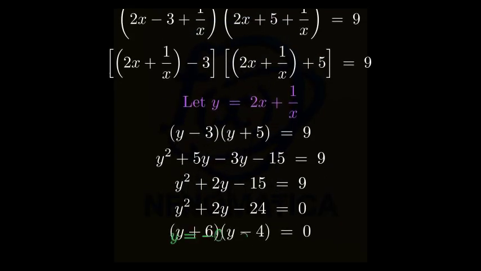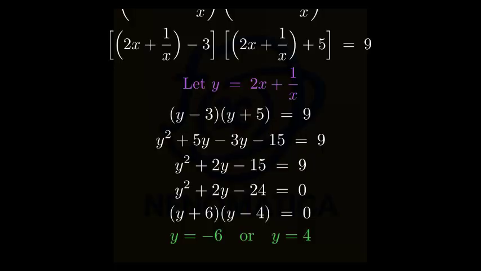This factors into (y plus 6)(y minus 4) equals 0. So y equals negative 6 or y equals 4. Step 4. Back substitute y equals 2x plus 1 over x and solve each quadratic in x. First case, y equals negative 6.